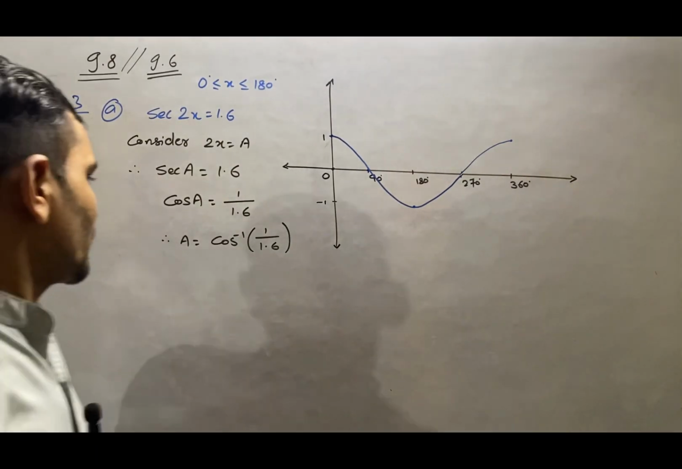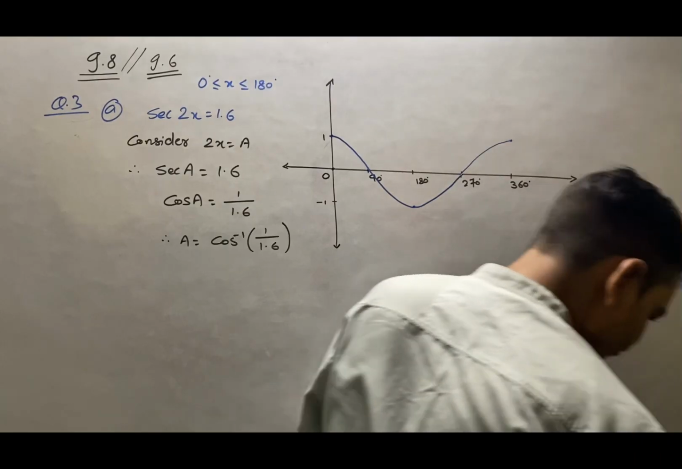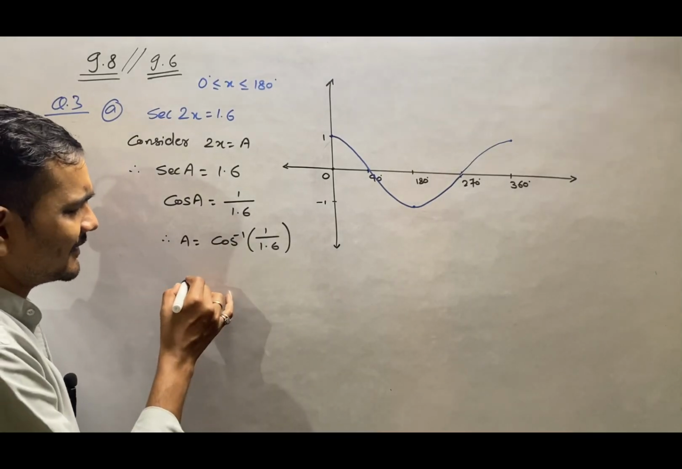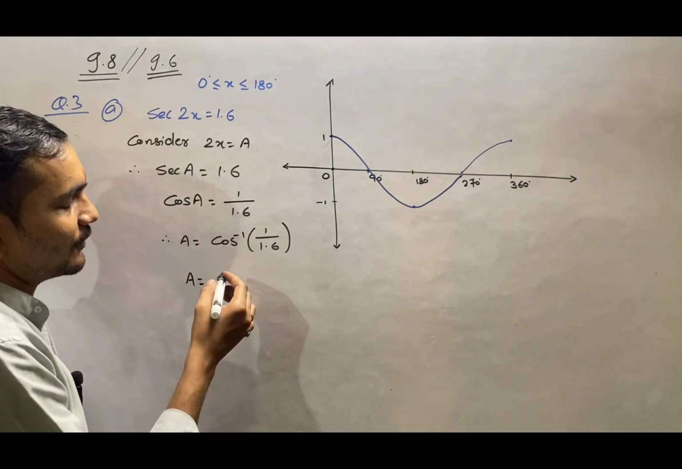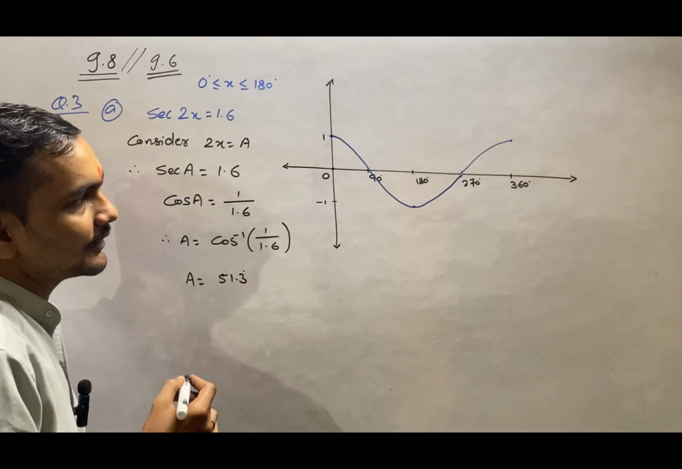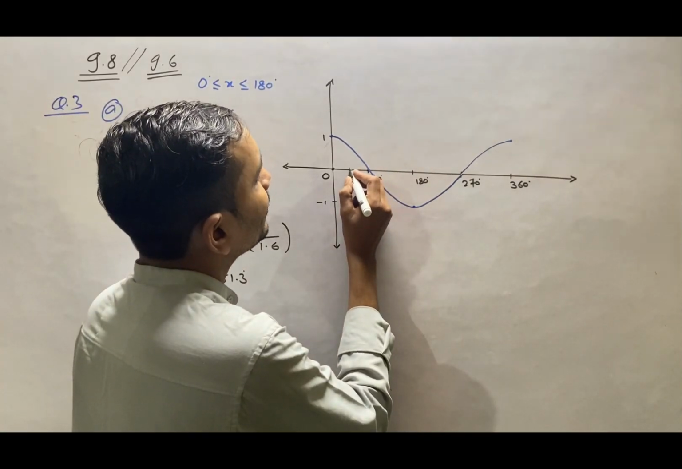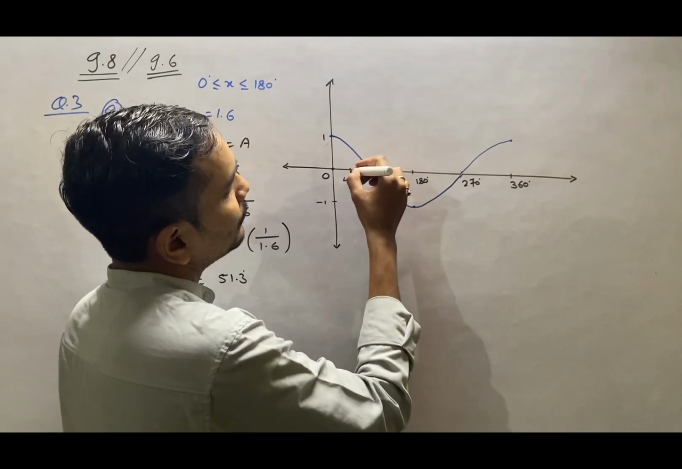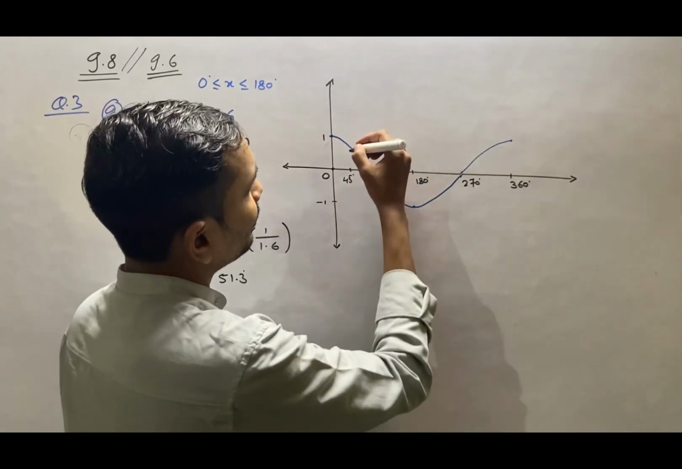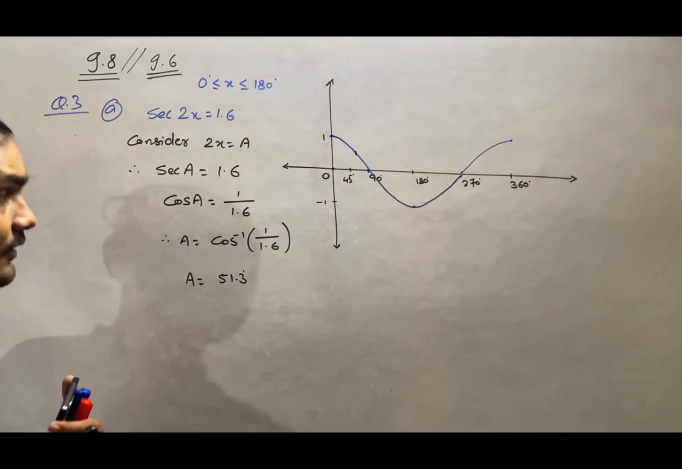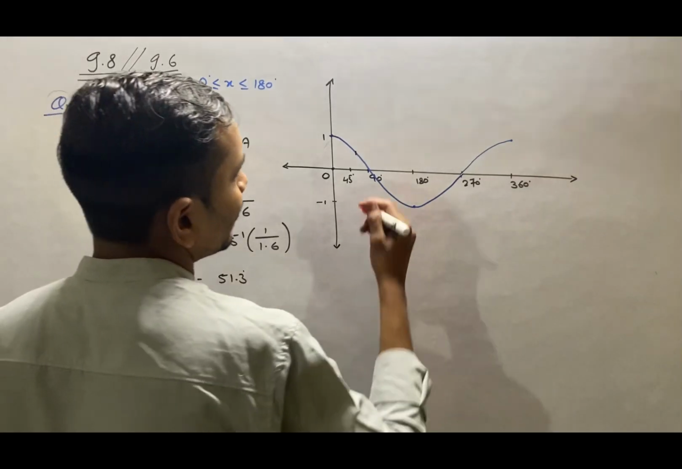So now by using calculator, let's solve. What we will get, 51.3. Okay, this is A, not 51.3 degree. So 51.3 degree. Here we have 45 degree somewhere, so a little more than 45 we can take here. This is 51.3.